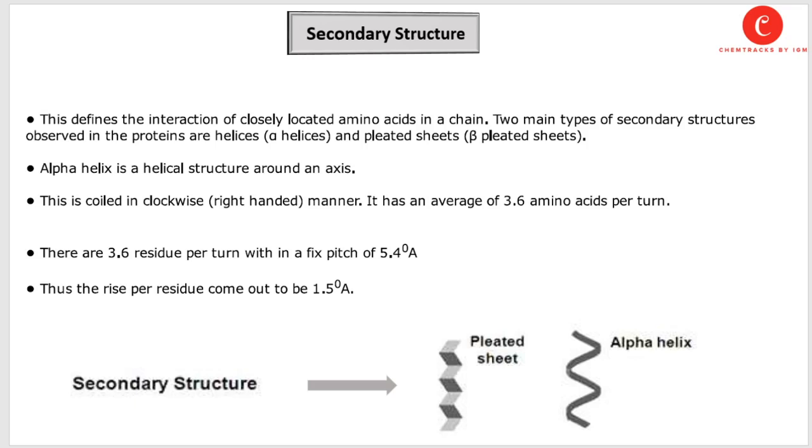It has an average of 3.6 amino acids per turn. There are 3.6 residues per turn with a fixed pitch of 5.4 angstrom. Thus, the rise per residue comes out to be 1.5 angstrom. Basically, as I told you earlier, a secondary structure consists of pleated sheets and helix. This is the helical structure or alpha helix, and this is the beta pleated sheet.